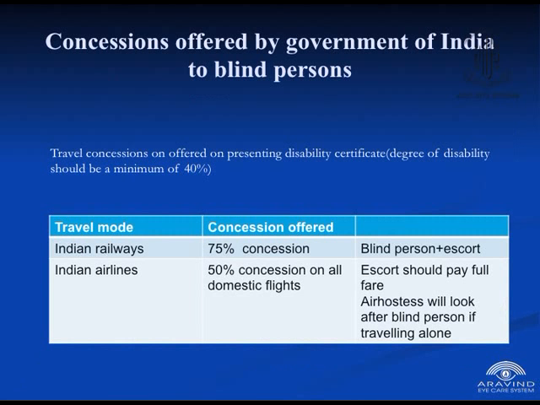And these are some of the concessions offered by the Government of India to blind persons. Indian Railways offers 75% concession for the blind person and the escort in all first, second, and sleeper class tickets. Indian Airlines offers 50% concession on all domestic flights, single trip or round trip. But here the escort should pay full fare.